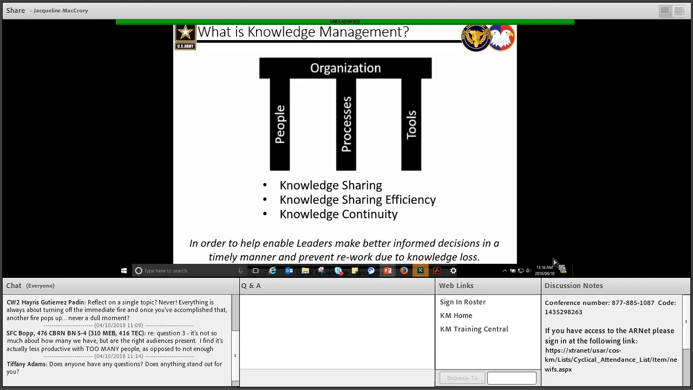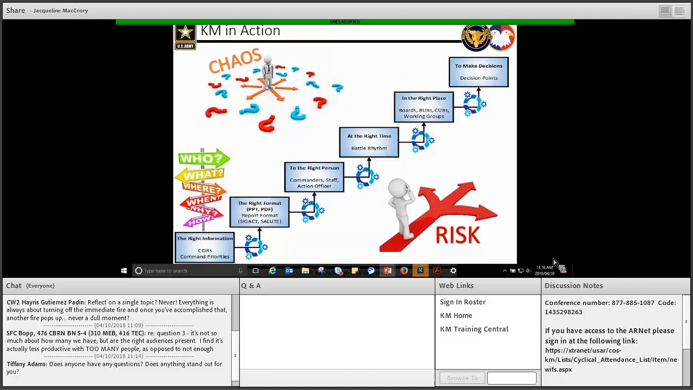So this piggybacks off that, and it shows knowledge management in action. In a world that's loaded with data, we can hit information overload. And you see that figure in the top left. He's standing there in chaos. So how do leaders make good decisions amidst all this chaos? Without knowledge management, we have no direction. We don't know which way to go.